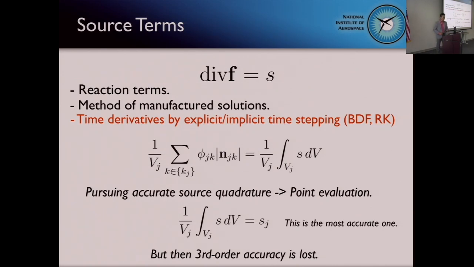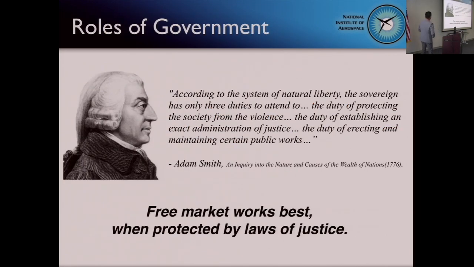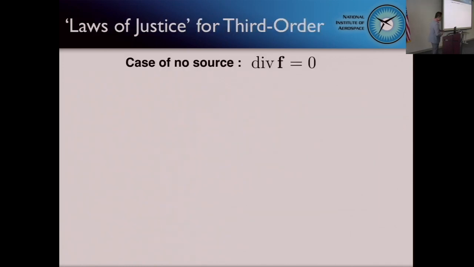And actually, Adam Smith knew it. That's the role of government. He says, according to the system of natural liberty, the sovereign has only three duties to attend. The duty of protecting the society from violence, destroying third order accuracy. The duty of establishing an exact administration of justice. We need some set of rules to follow, right? And then we need to maintain certain public works. So a free market works best when protected by laws of justice. And the question for us is, what are the laws of justice for H-based third order scheme? So the second order is violence.